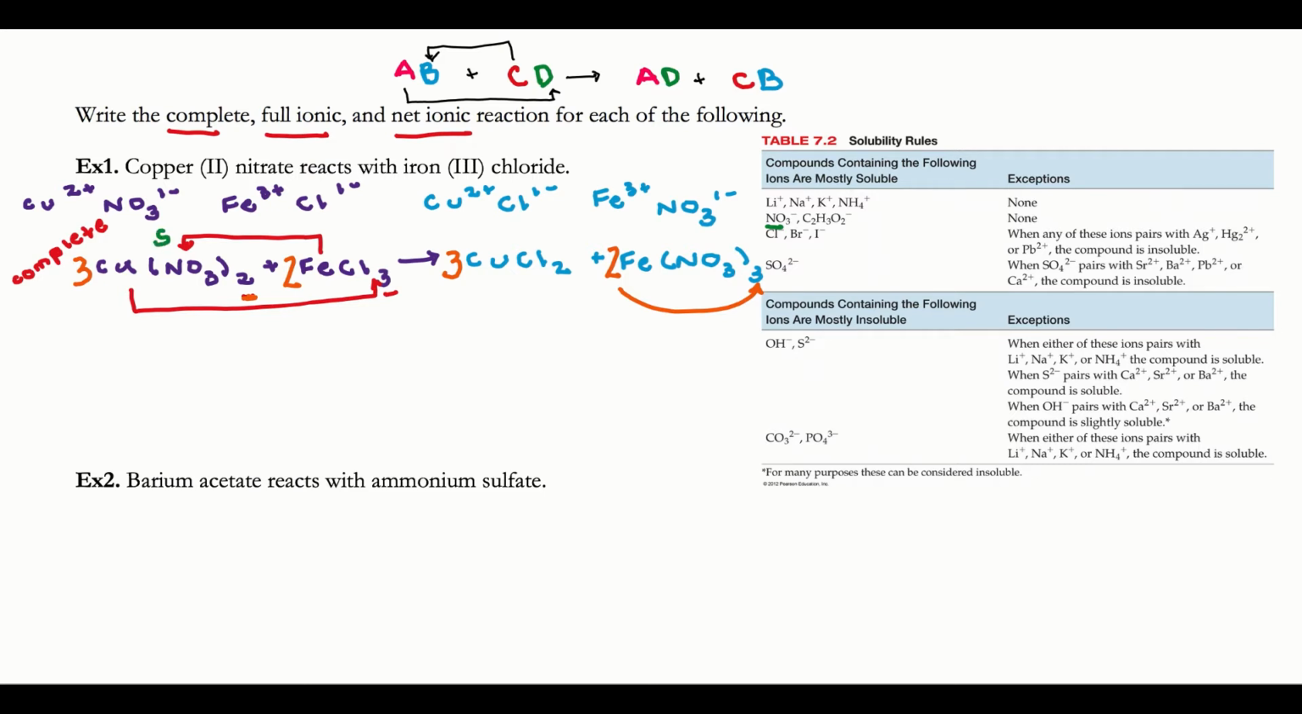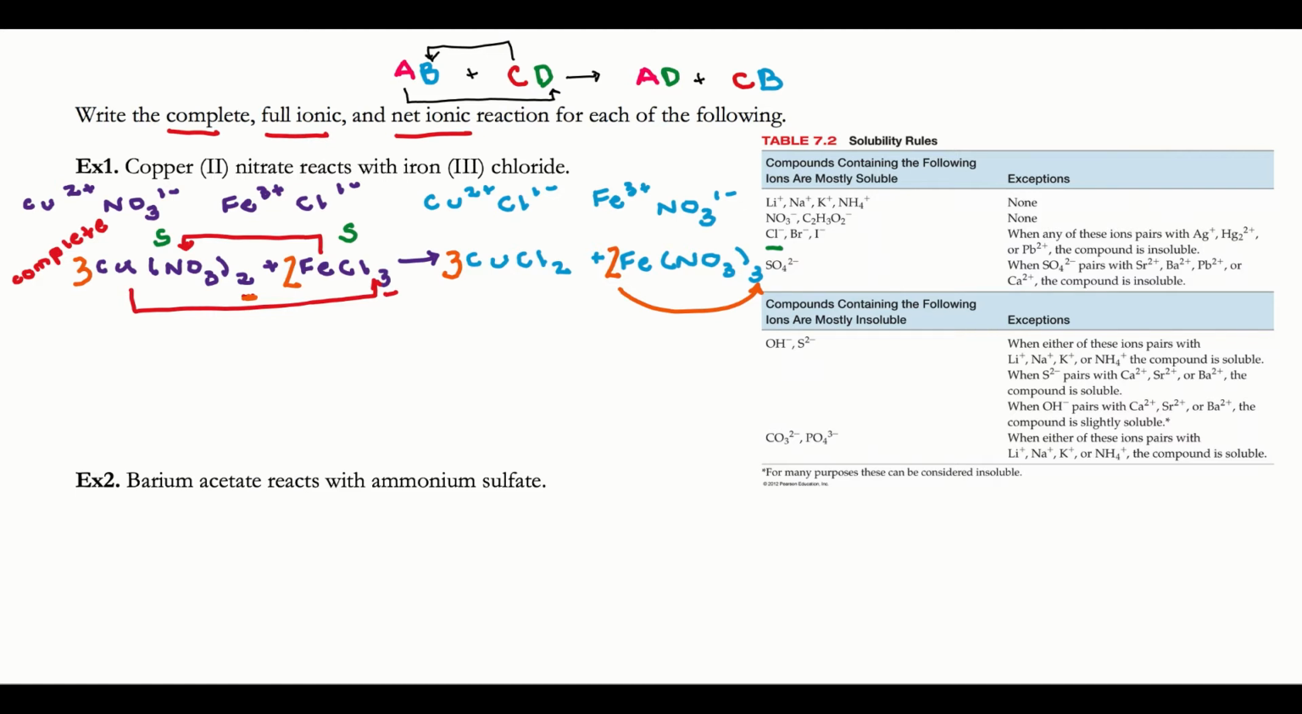Iron chloride, so I'm going to look and I see that I've got chlorine right here. So chlorides are soluble except when they're with silver, mercury, or lead. Well, iron is not silver, mercury, or lead, so this is going to be soluble. And just as a hint, your reactants are always soluble. Okay, just an easy cheat, but if you want to check yourself, please do.